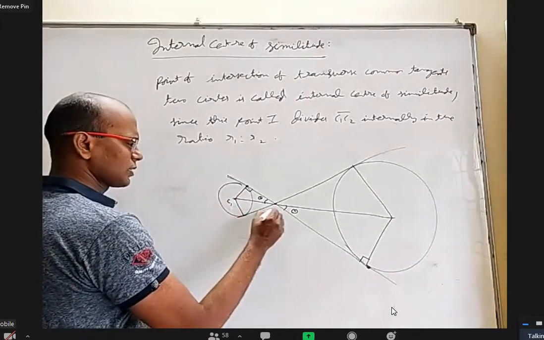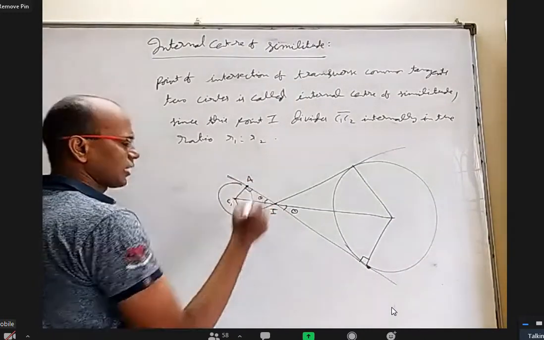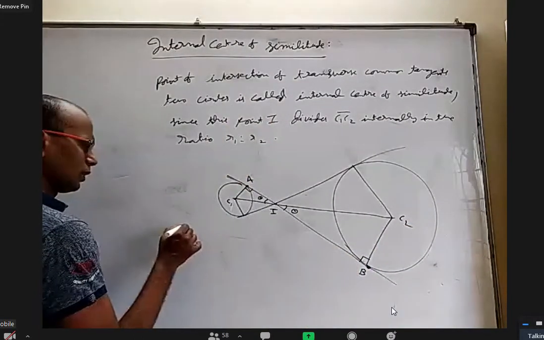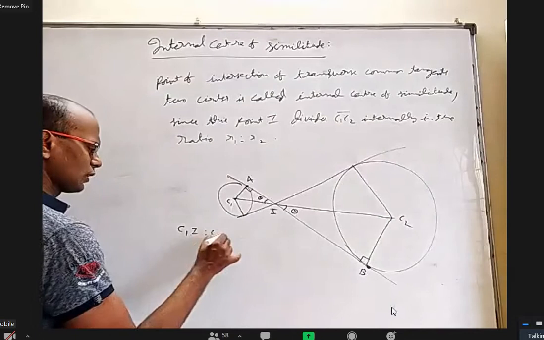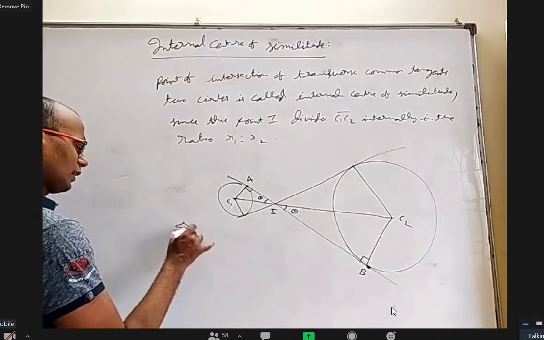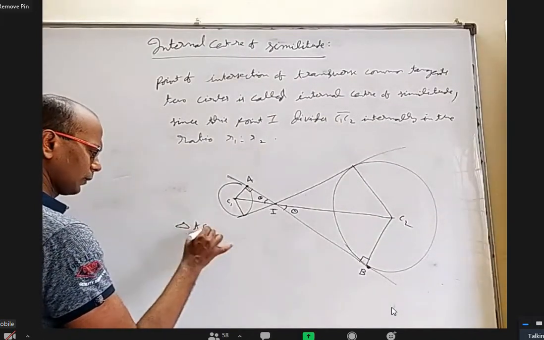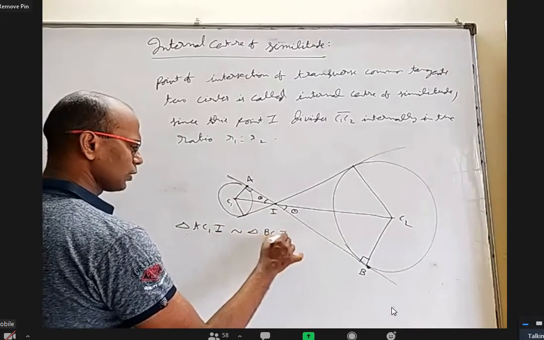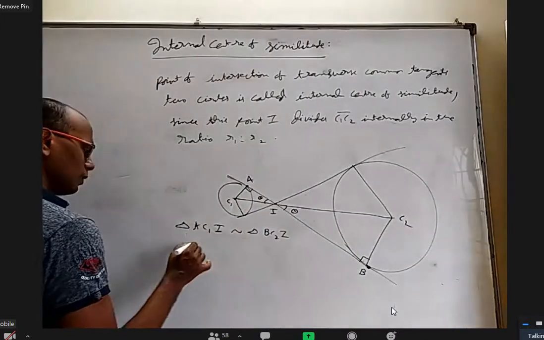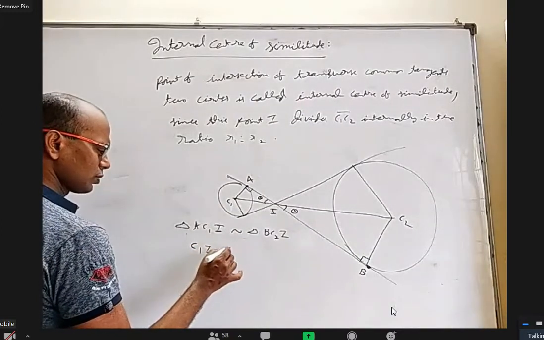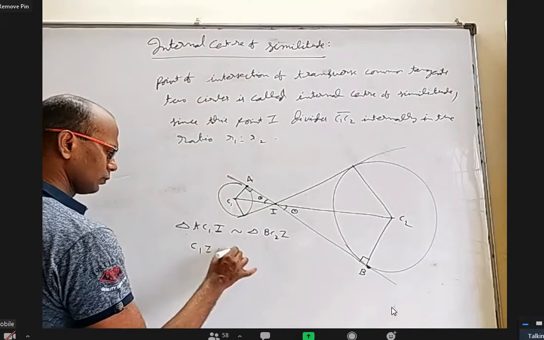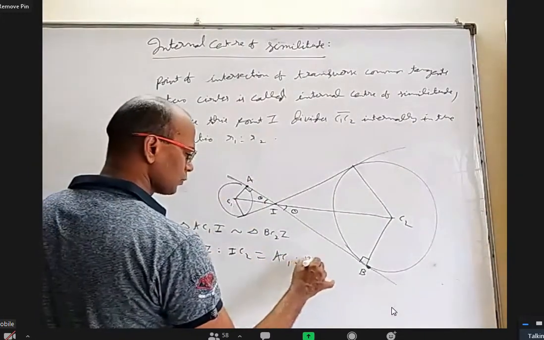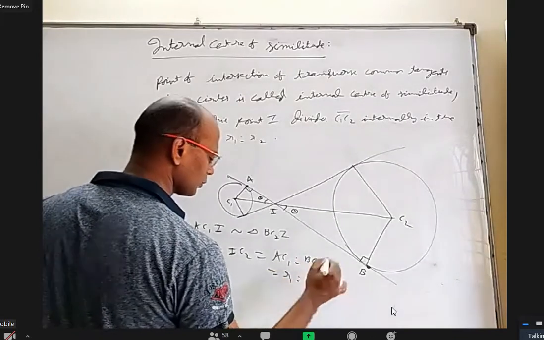This is C1. This is I. Let us say this is A. This is C2. This is I. C1I is to C2I. Triangle AC1I is similar to triangle BC2I. C1I is to C2I, or IC1 is to IC2, is equal to AC1 is to BC2, which is R1 is to R2.